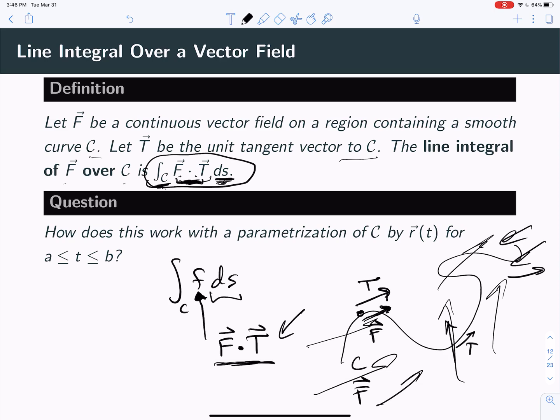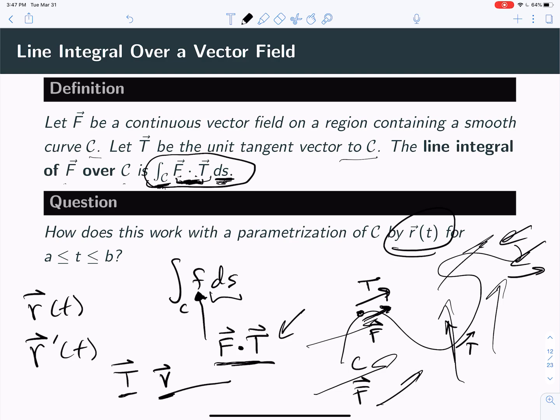ds. Okay? And how does this work with a parameterization? Well, if you had a parameterization r of t, then if you took the derivative, r prime of t, that would give you the velocity. Okay? Now the velocity is in the same direction as T. T and v, the tangent vector and the velocity, would point in the same direction, but T would have length 1 and v could be considerably longer if you were going fast.